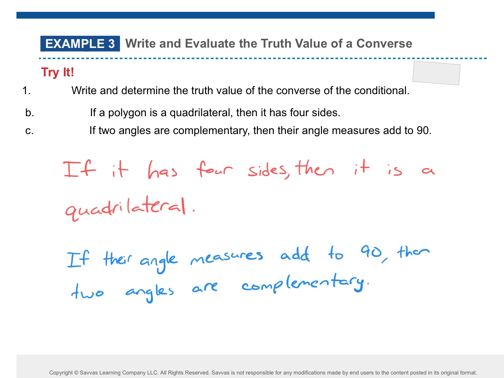Okay. The red one. If it has 4 sides, then it is a quadrilateral. Is that true? Yes, that is true. Sorry, that is true. If their angle measures add up to 90, then the 2 angles are complementary. Is that true? That is also true. Yep. Okay, so again, if it's true, all you have to do is put true and you're done. Okay?